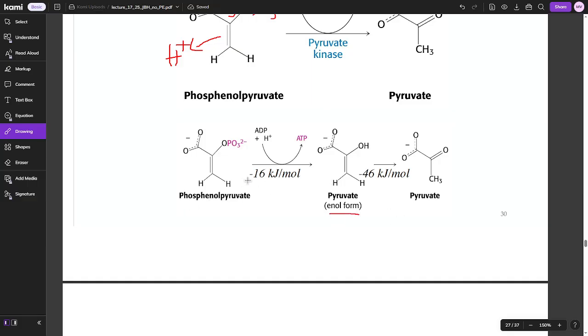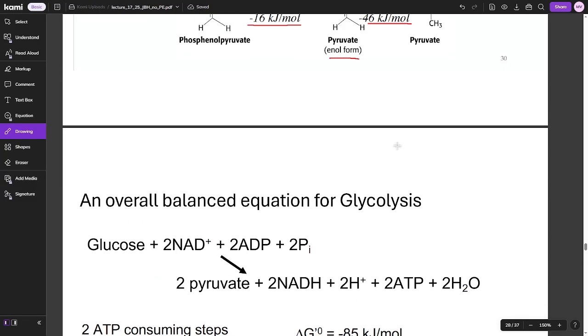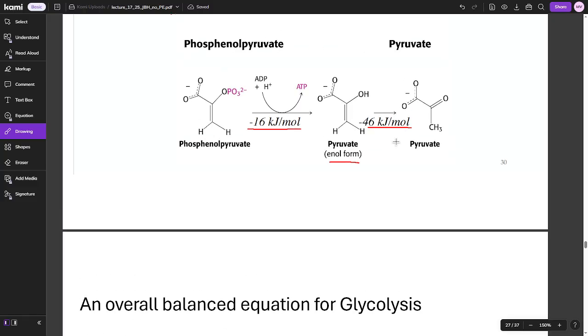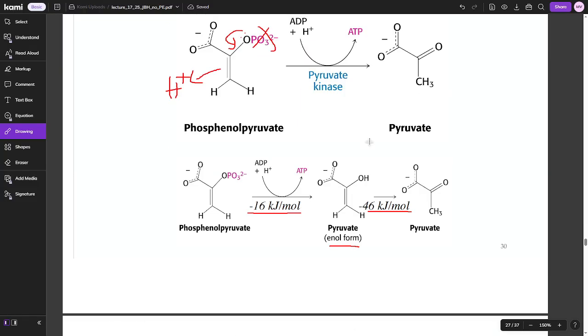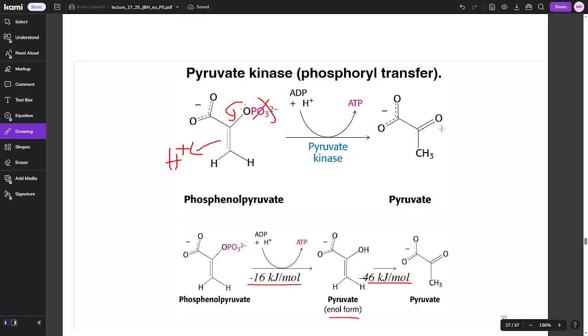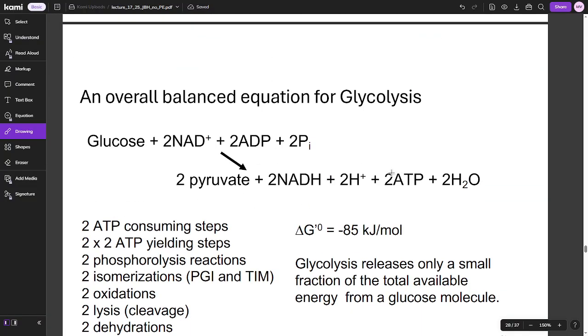It's a pretty negative delta G drop, and from there to pyruvate, it is insanely negative. It's like negative 50. So this is overall a negative 60-something kilojoule reaction. It's a very negative reaction, and that is the fun part of glycolysis. That's actually pretty much the end of glycolysis. There are some other things that come afterwards, but for that, make sure you memorize all of those reactions. But now we're going to move on to the other parts of this.